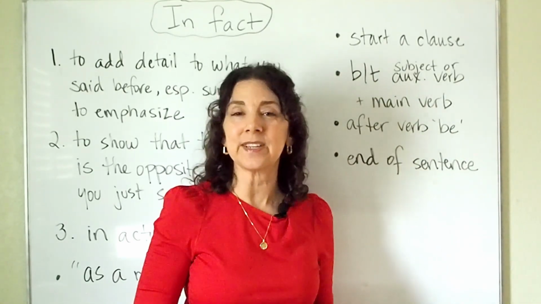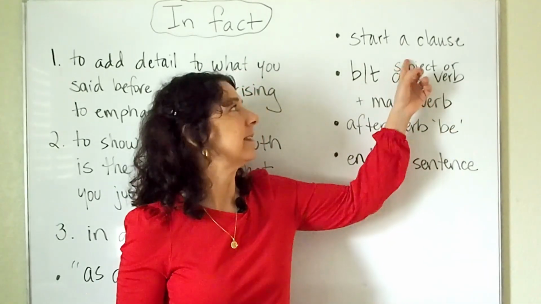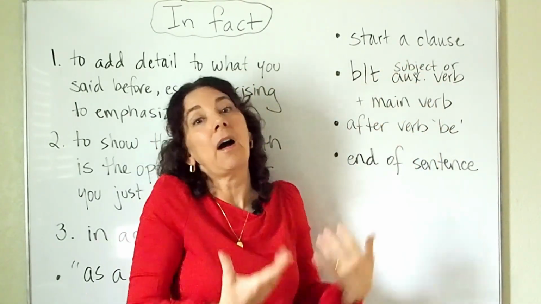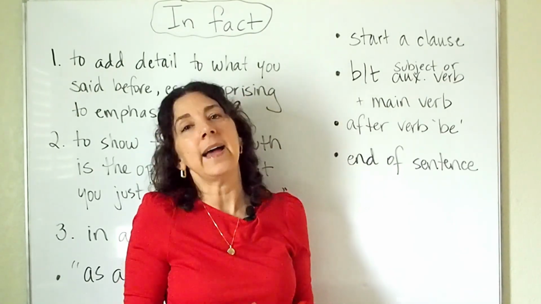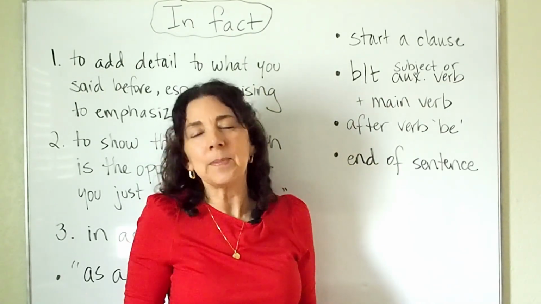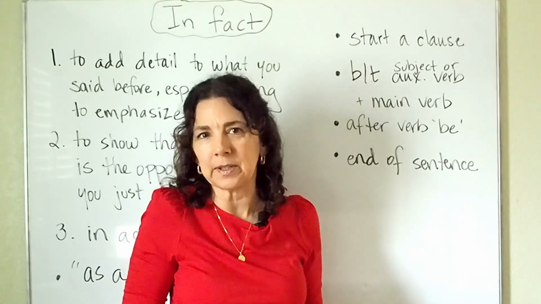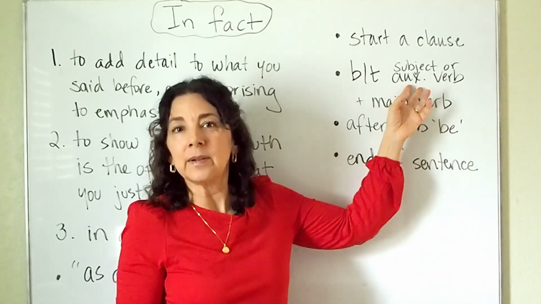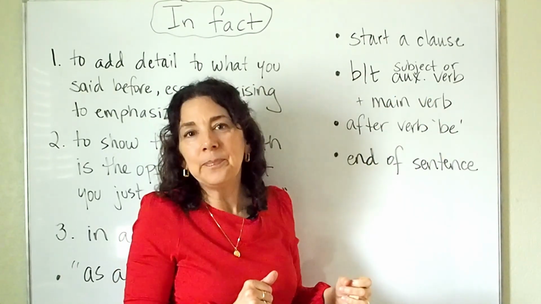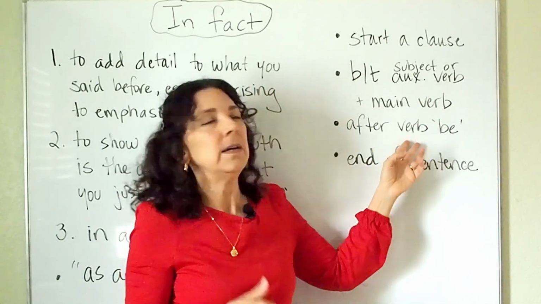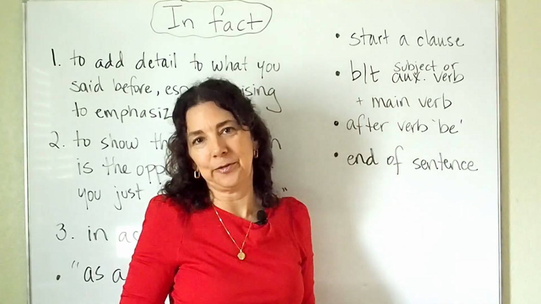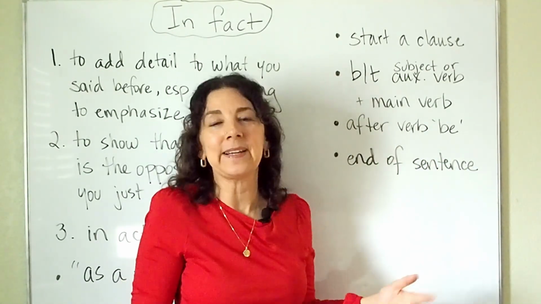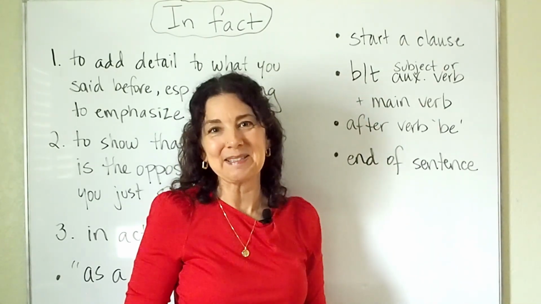If you want to use "in fact" in writing, the easiest thing to do is just put it at the beginning of the clause. That's the most common way that it's used, and it's probably the easiest way because you don't have to think too much about it. But you should also know that sometimes you can put it before the main verb, or if the verb is "be," you put it after the verb. And when people are speaking, they'll use it all over the place, including at the end of a sentence.